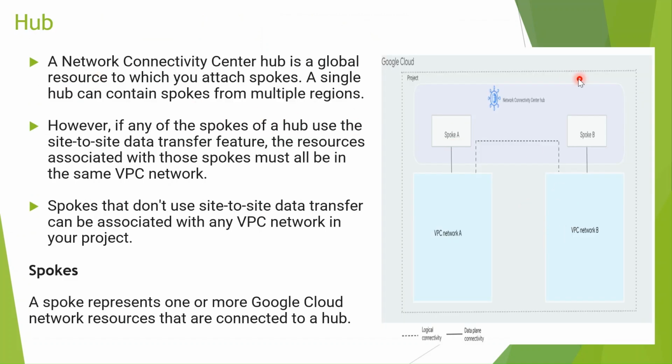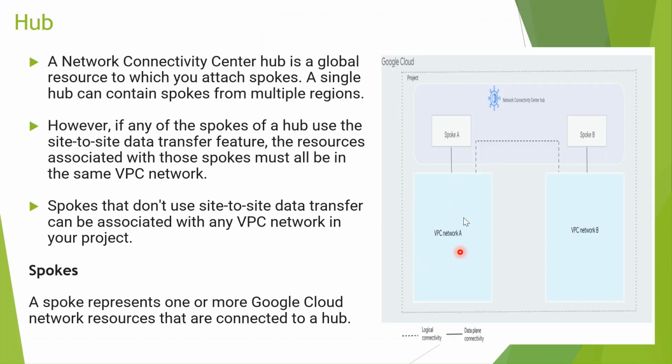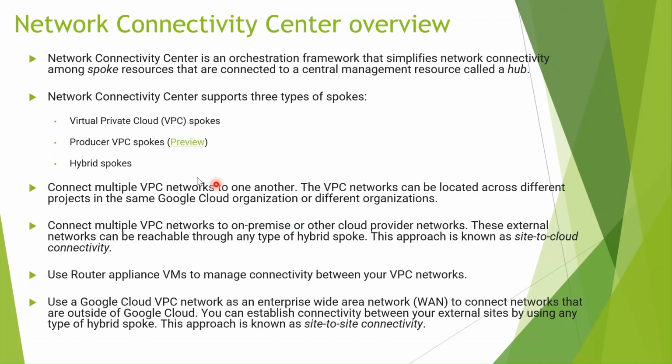So suppose this is your hub and with that we can connect spoke A, spoke B, and these spokes can be your VPC spoke, basically your virtual private cloud. So like in this it is a VPC spoke here, and it can be your producer VPC spoke. I will talk about it later on in further lectures. Basically in this we are focusing on VPC spokes, and after that we have hybrid spokes. So hybrid can be your cloud VPN, partner appliance, or something like interconnect.